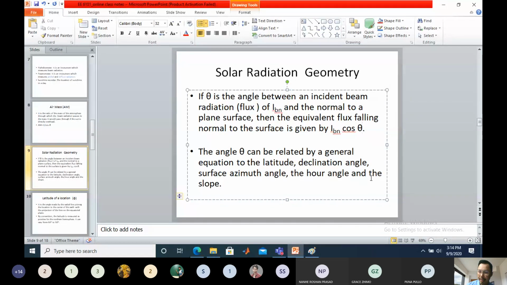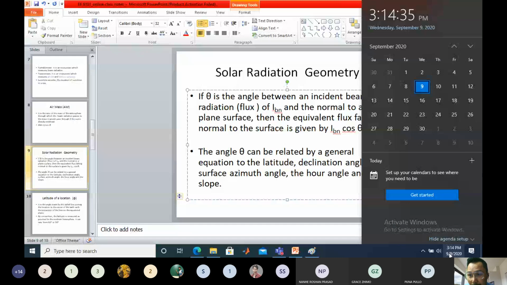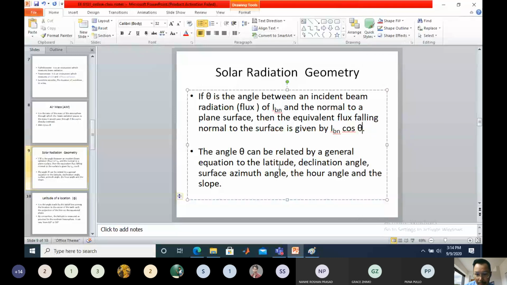For example, let's say today is September 9, 2020. On this particular day, the values of the latitude, the declination angle, the azimuth angle, the hour angle and the slope will be specific, and these values will be different on other days. So based on that, the cos theta, the theta value, is going to be different for every single day in a year. In order to estimate the solar radiation received on a particular surface, you have to have an idea of all these parameters. So now let's figure out all these parameters one by one.